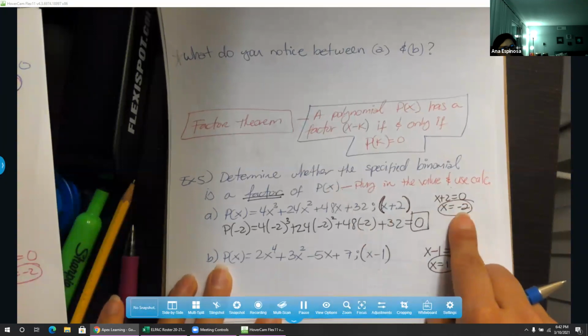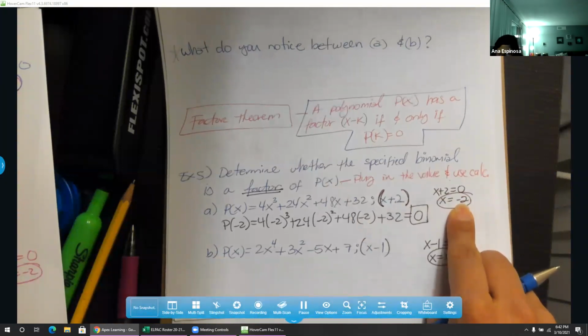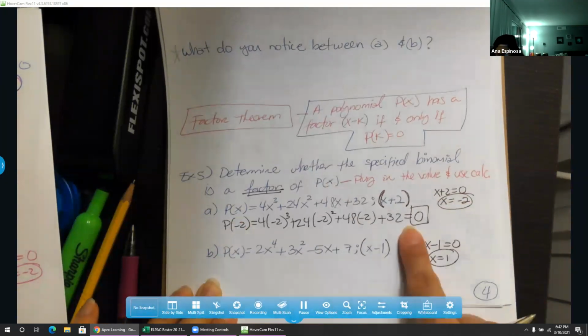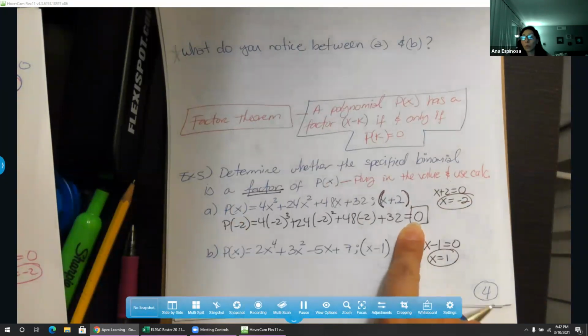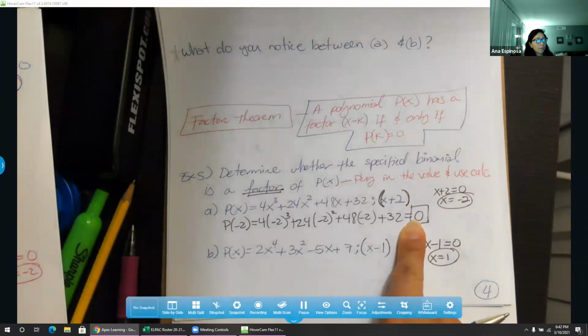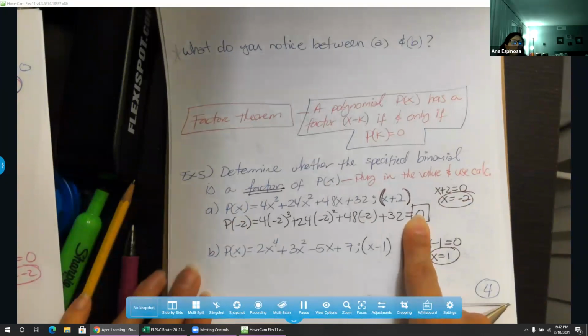So the opposite of that number, if you have it in a binomial form, you plug it in and you end up with the 0. That means that your remainder was 0. That means that it is a factor. Okay. Or you can use synthetic division.